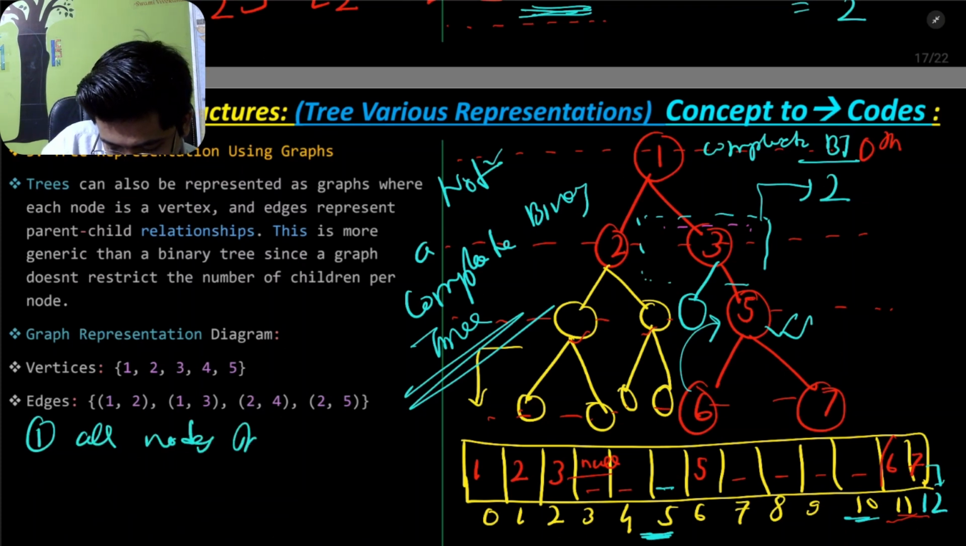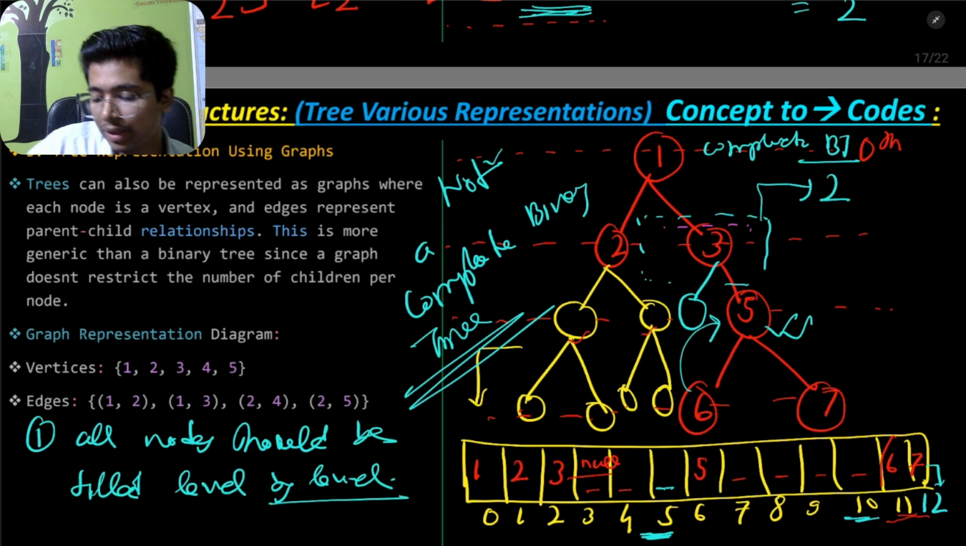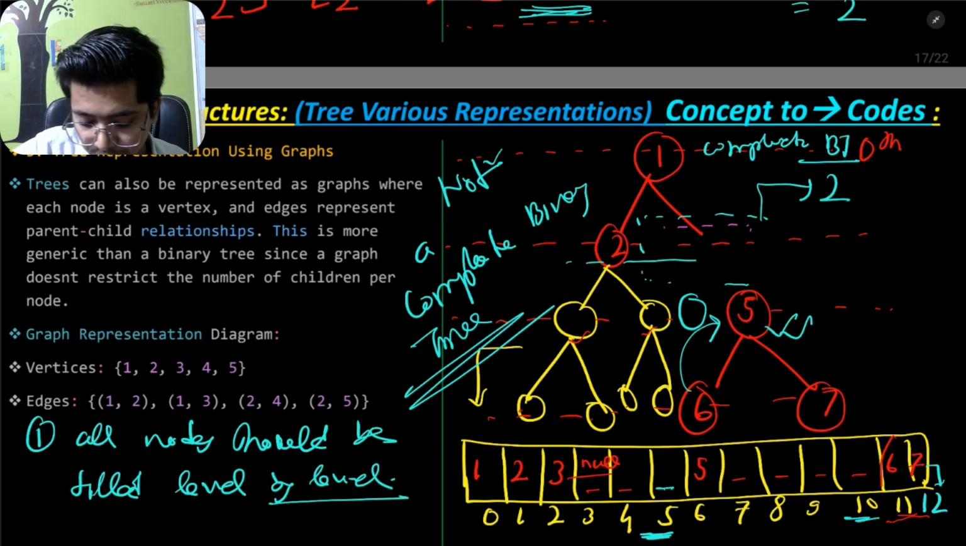All nodes should be filled level by level. So that is the first criteria that we didn't follow here. Just observe, there is 2, 3 in our first level.